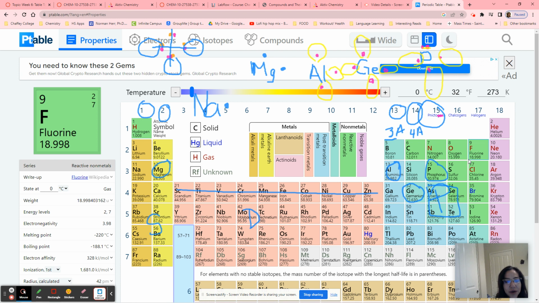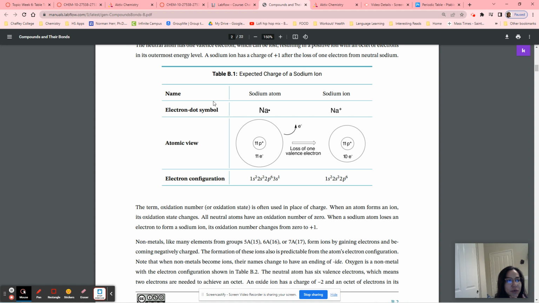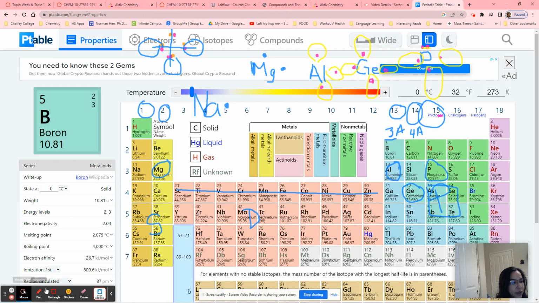All right. So now we've gone over the Lewis structures. Let's go back to our lab course. Okay, so we went over the Lewis structures, also known as the electron dot symbol. And then looking at our views of what the atom looks like, we now remember that metals lose electrons and non-metals gain electrons, right? And actually, let's go back here really quick.